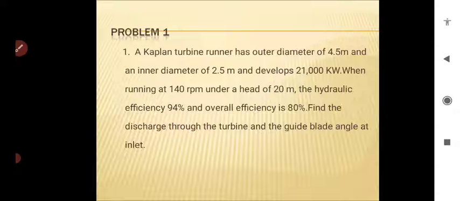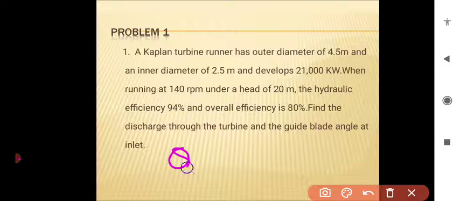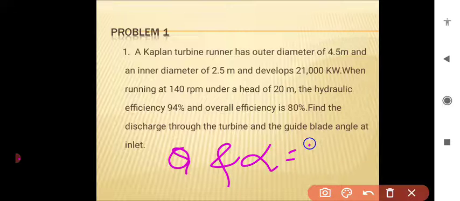Okay, this is the given problem. He asked us to find out the discharge Q and the guide blade angle at inlet, that means alpha. We have to calculate these two.